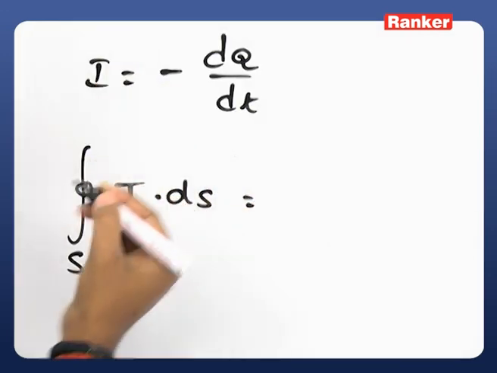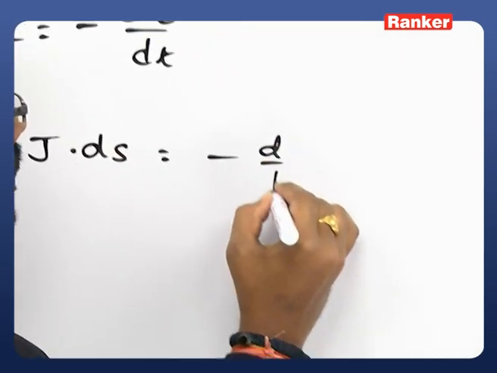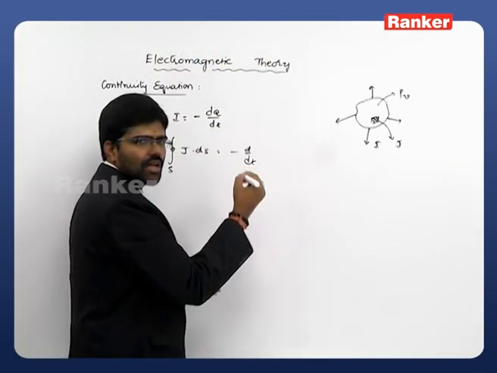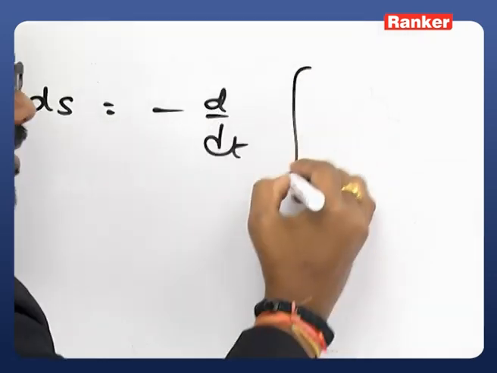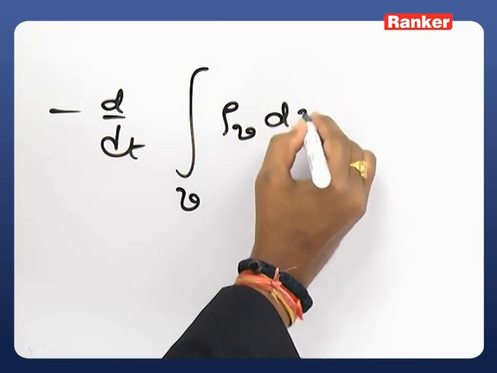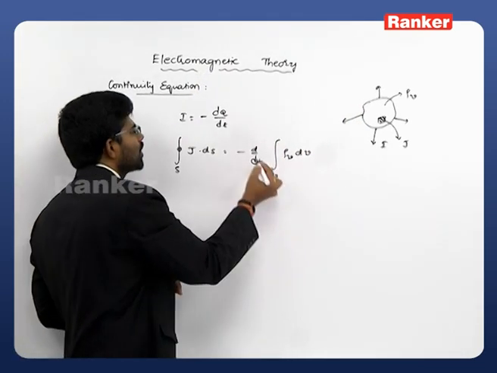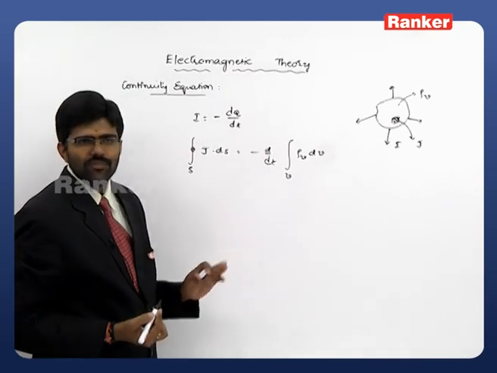This is the equivalent of our current leaving from the surface, which is equal to minus d by dt of this absolute charge, which can be obtained from its volume charge density, and that is the volume integration of rho v dv. That is what we have. This is the replacement of current, and this is the replacement of minus dq by dt.